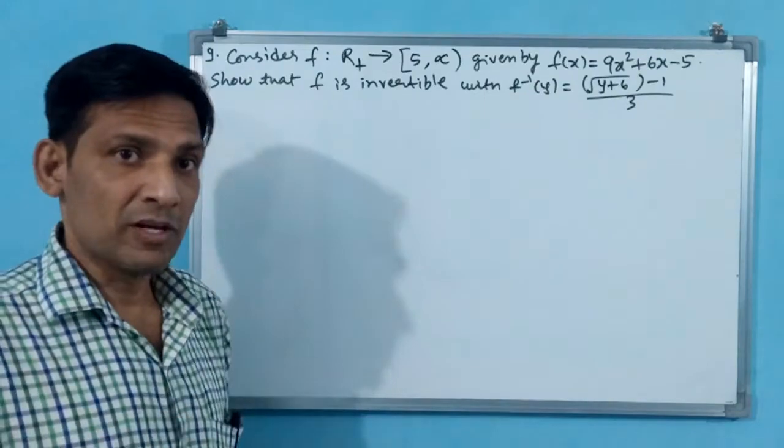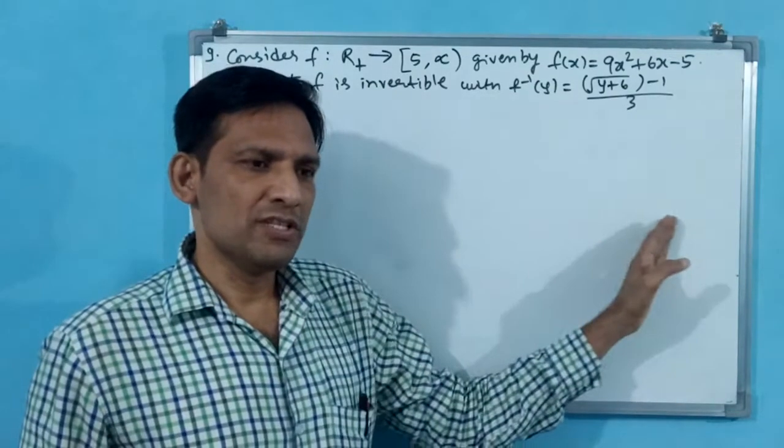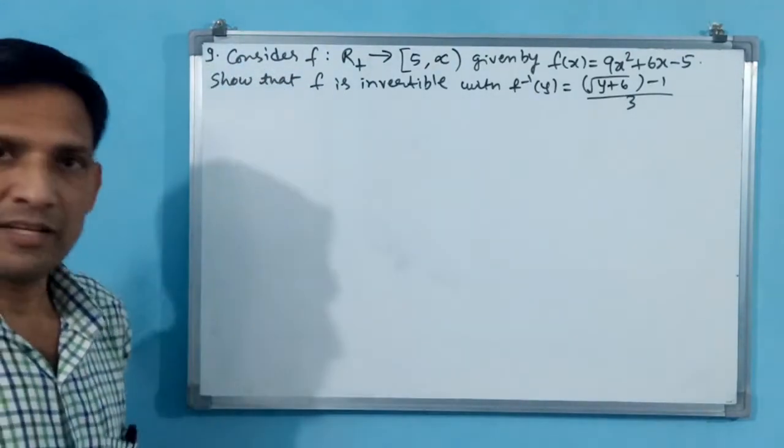That means it may be invertible. We have to show it is invertible. We show it with the standard procedure: GOF is equal to X, FOG is equal to Y. Then we write G as invertible.